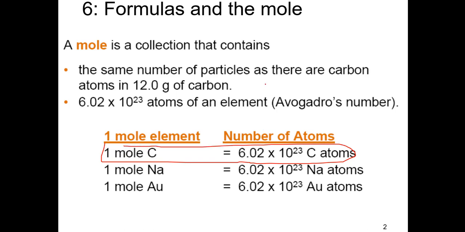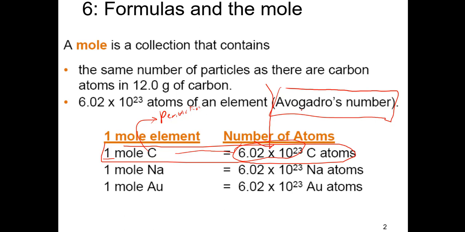Cool thing is that this number never ever changes. Furthermore, we can assume that any element found on the periodic table, we can always assume that 1 mole of that element will always be this number right here, 6.02 times 10 to the 23rd. The fancy name for that number is called Avogadro's number. So make sure you know that.